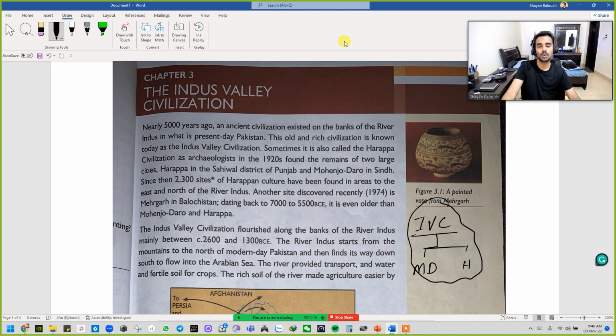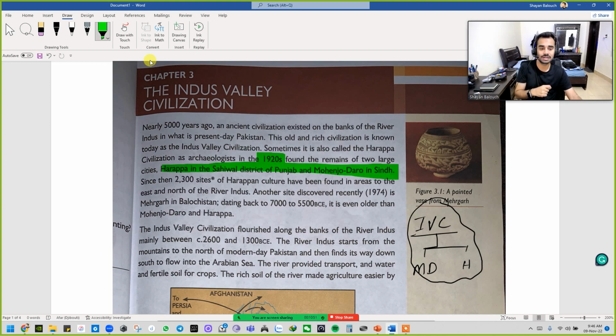So this old and rich civilization is known today as the Indus Valley civilization, sometimes also called the Harappan civilization, as archaeologists in 1920 found the remains of two large cities, Harappa in Sahiwal district of Punjab and Mohenjo-daro in Sindh. See, the point I was making here is that they both come under the umbrella of Indus Valley civilization. Since then, 2,300 sites of Harappan culture have been found in the areas east to north of the river Indus.